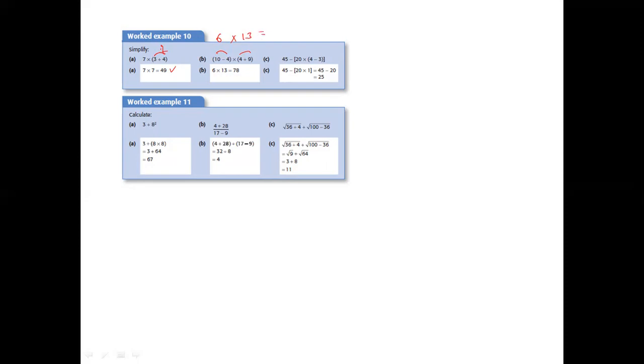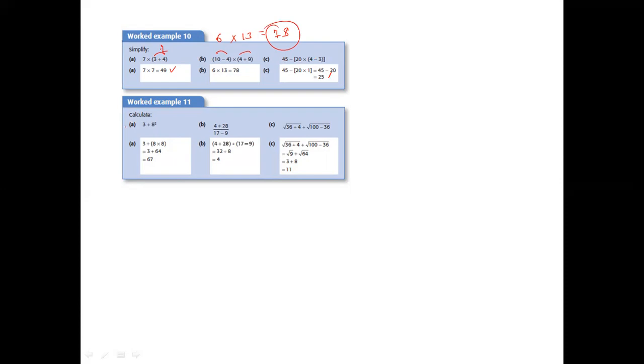Okay, so 6 times 3 is 18, and 6 times 78. And next, option C: 4 minus 3 is plus 1, plus 1 times 20 is 20, and 45 minus 20 is plus 25.